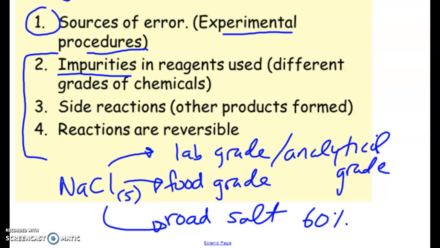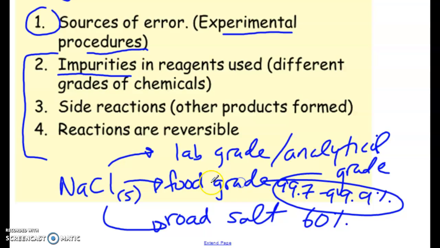Food grade in Canada, it's also important to keep in mind that food grade in Canada is different from food grade elsewhere. So food grade can be anywhere between 99.7 to 99.9% pure. Now that's pretty good. I'm going to chalk that up to being in Canada, because that amount of purity is not everywhere.